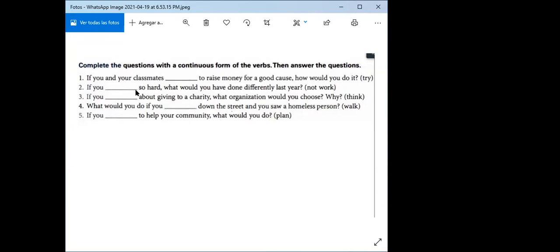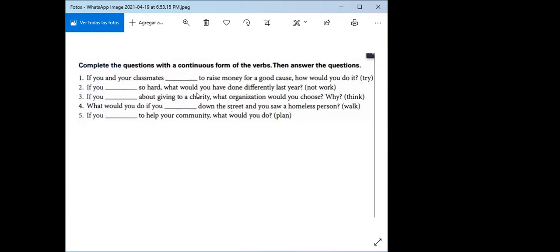The next one is number 2. If you hadn't been working so hard, what could you have done differently last year? Took in this course. Traveling? Because I'm more free right now than I was last year. In my case, traveling too.